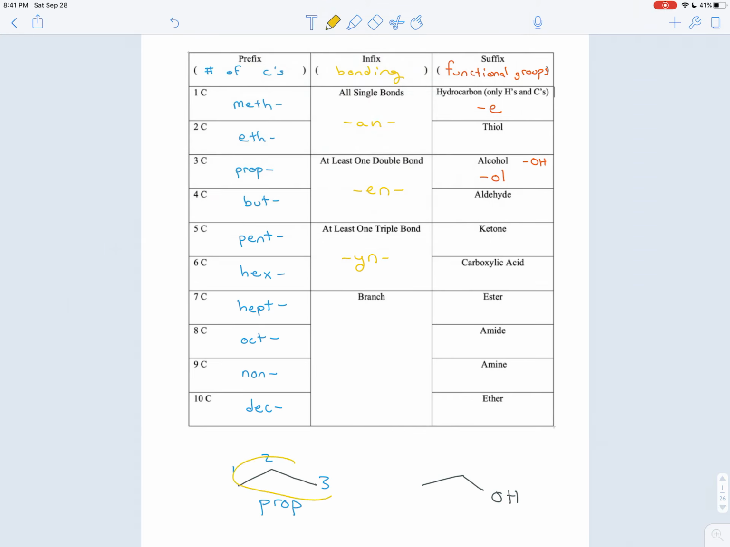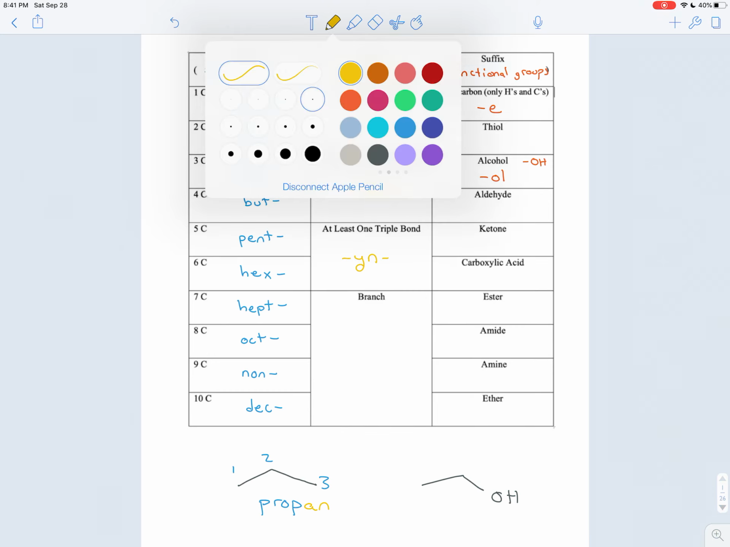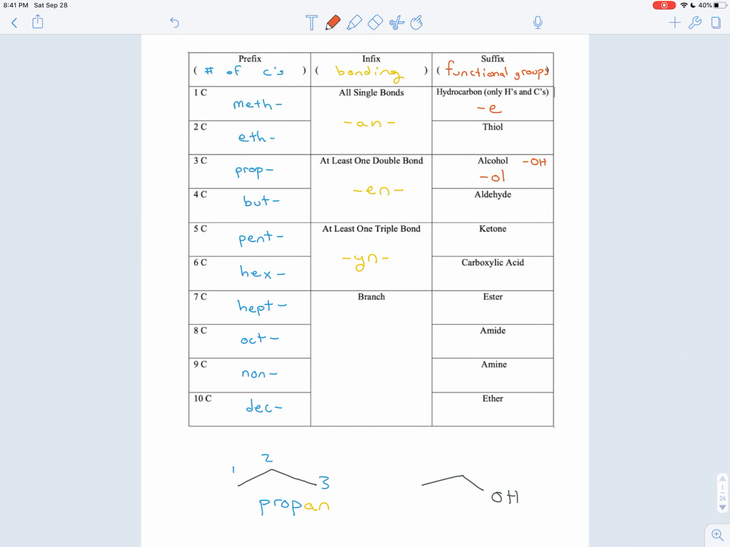What's the bonding like? Do we have all single bonds? Any double or triple bonds? All single. So the infix is AN. And finally, what are the functional groups like? Do we only have hydrogen and carbon, or are there some other weird atoms? And if you have anything other than hydrogen or carbon, it will have to be written in. So for example, if oxygen is there, you have to have an O.